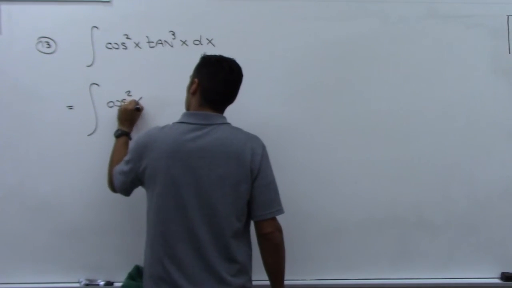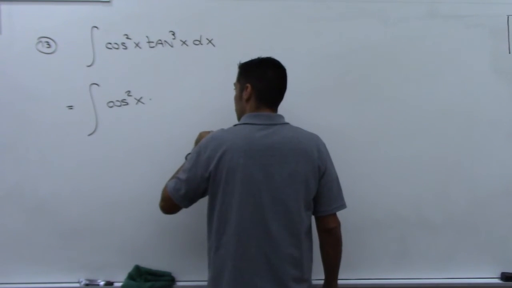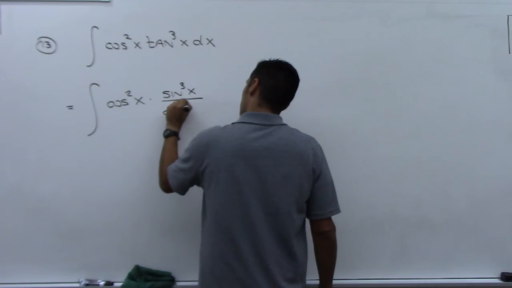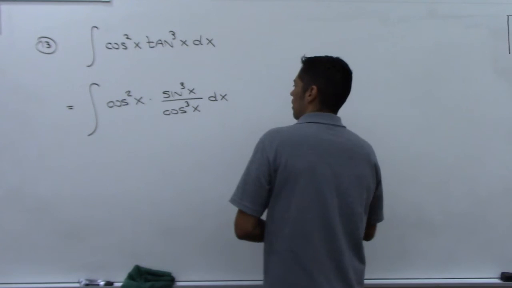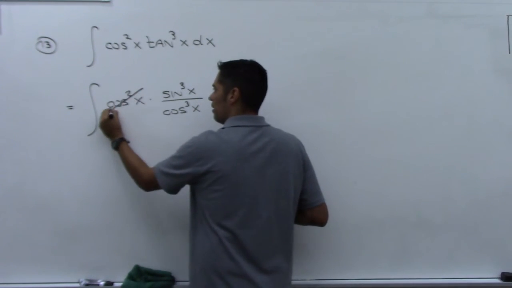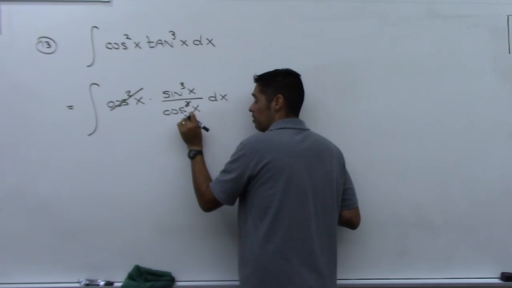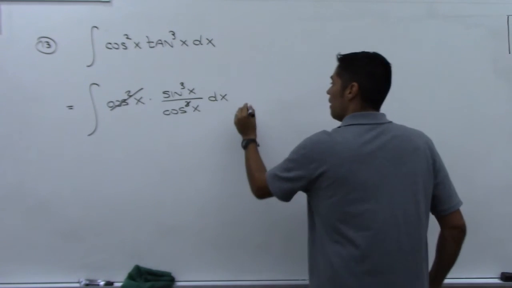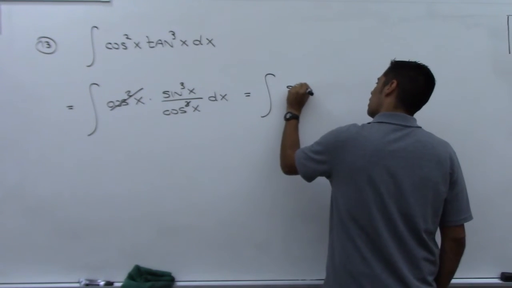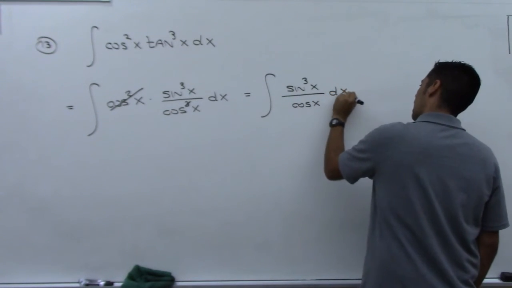So this is cosine squared x times tangent of x, which is sine x over cosine x. So this is sine cubed x over cosine cubed x dx. That's what tangent cubed means. And that's actually going to cancel out here. Those two cosines cancel with two of the factors of cosine, so I still have one factor of cosine there. So I have the integral, let me write it this way, sine cubed x over cosine x dx.